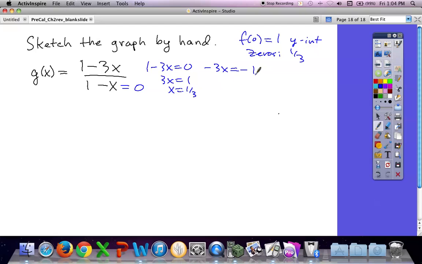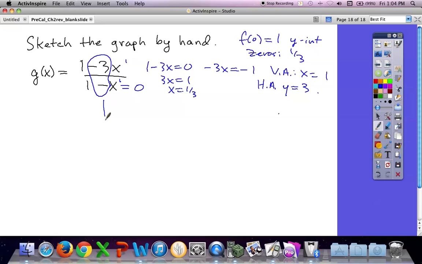Okay? So what is the 0 of the denominator? 1. The denominator, 1 minus x equals 0. X equals 1. So vertical asymptote, x equals 1. Okay, what is the horizontal asymptote? Okay, so they have the same power, right? So it's the ratio of the coefficients of the highest degree term, which is 3. So the horizontal asymptote is y equals 3.